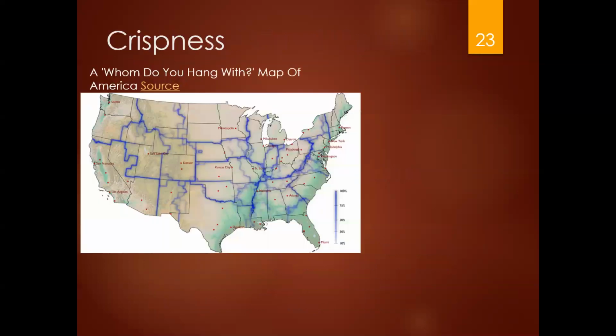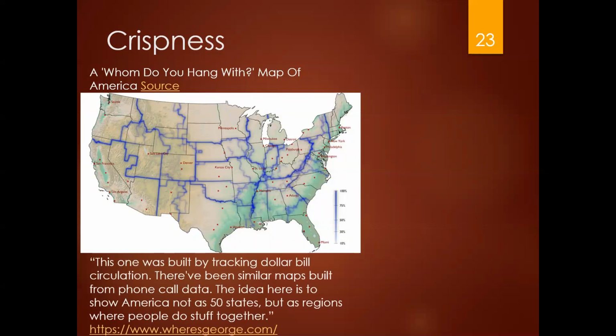Some examples here. First one, this is a map of whom do you hang with. It's from a website called wheresgeorge.com. This website is pretty interesting. It uses a specific method to track the movement of $1 bills around the country. For more details, you can go to that website to see.